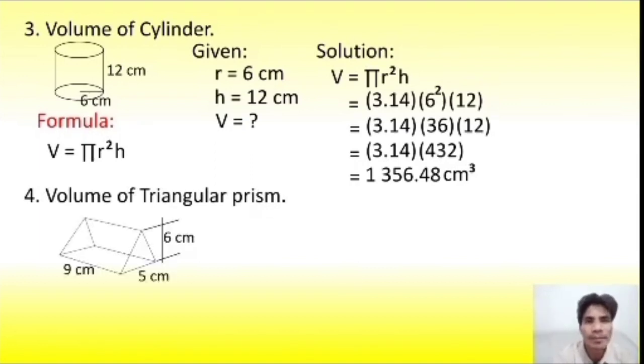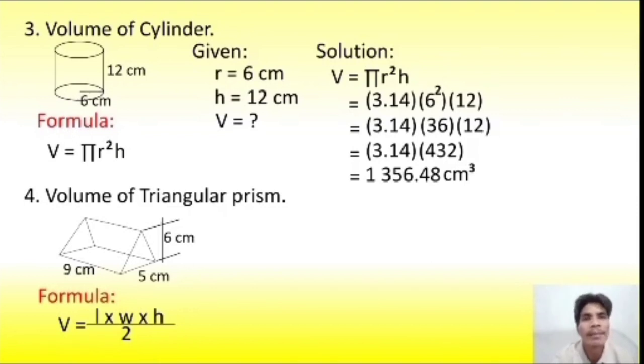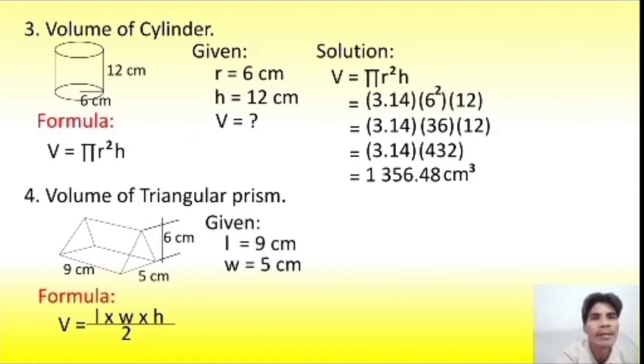So example, the base of the triangular prism is 9 cm and 5 cm, and the height is 6 cm. The formula we have: volume equals length times width times height divided by 2. So the given: the length is 9 cm, the width is 5 cm, and the height is 6 cm, and the volume is question mark.